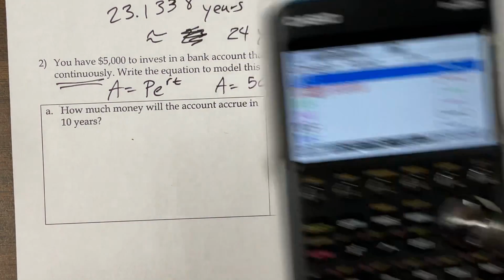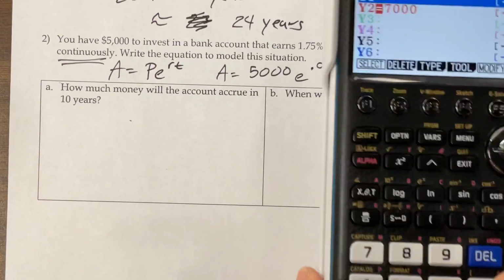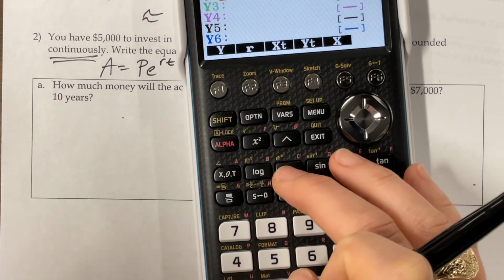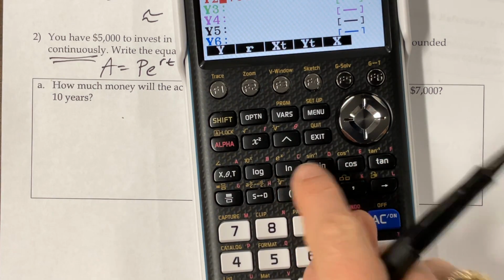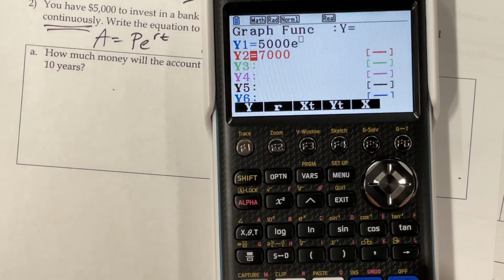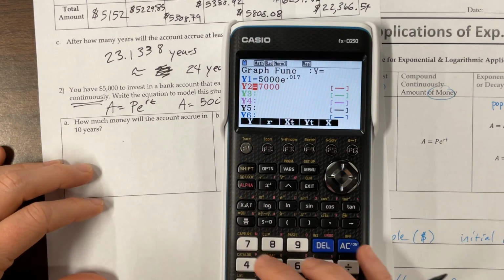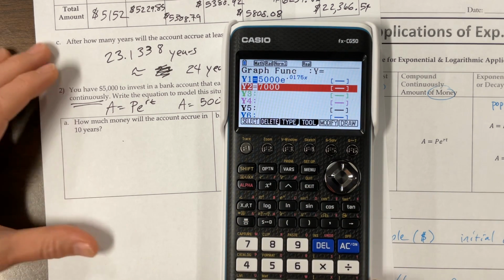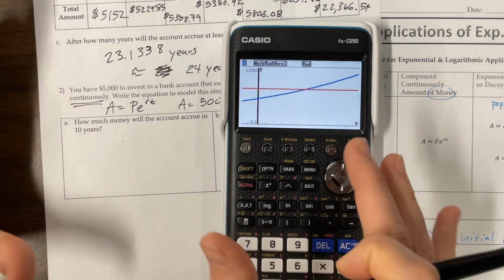Oh, when did it accrue 7,000? Okay, well, I can change this to 7,000. Let's come back and type in our equation. We had 5,000, e, which is shift right here. So notice it was the natural log button. Oh, you can't see what I'm doing. I'm so sorry. Okay. e to the 0.0175 X. Okay, so I can look at the graph. And when I draw those, oh, look, the window that I created a second ago still worked for us.